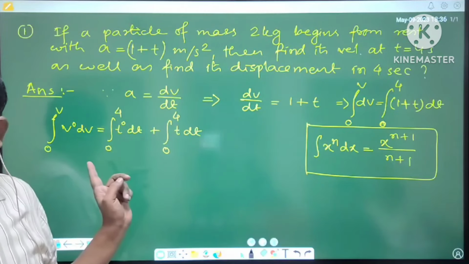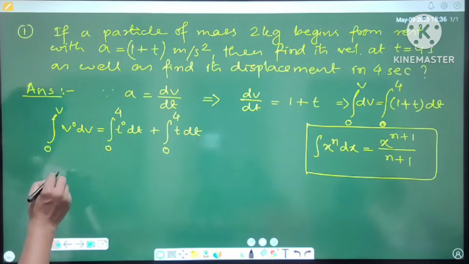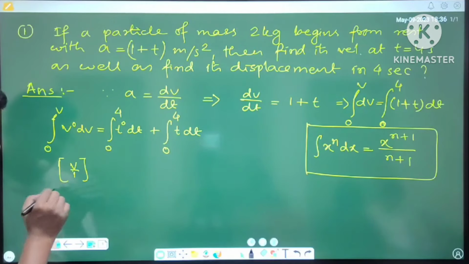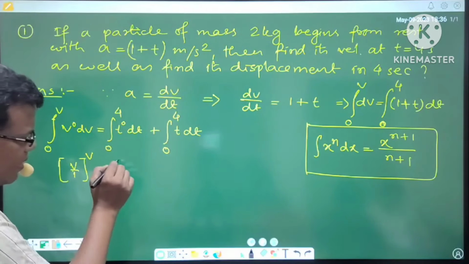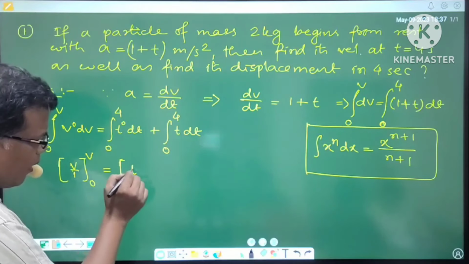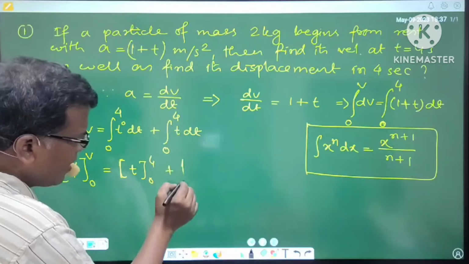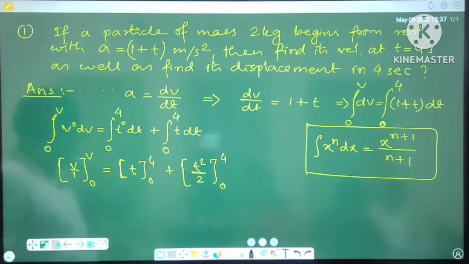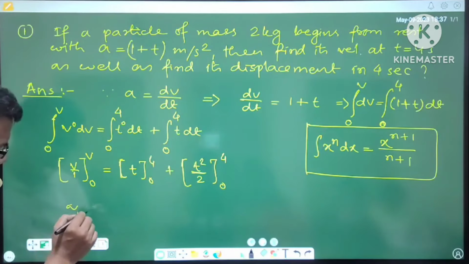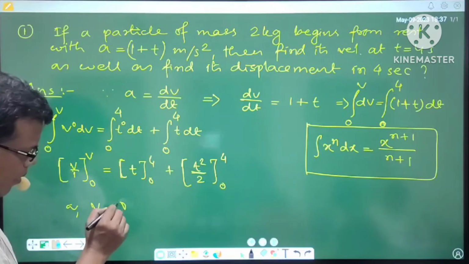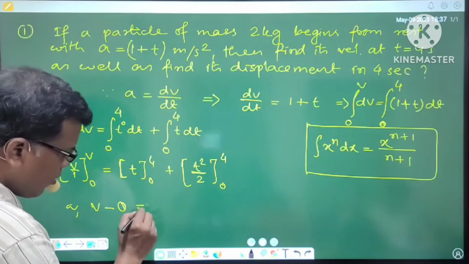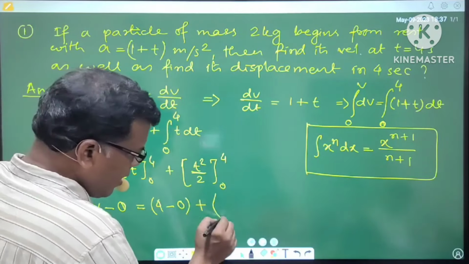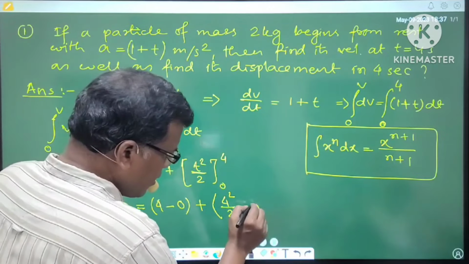তাহলে এখানে কত হওয়া উচিত, v to the power 0 plus 1 by 0 plus 1. The left hand side will be simply v power 1 by 1 মানে v, তাই তো, limit 0 to v. Right hand side the same way, the first term integration result will be t, second term integration result will be t square by 2. Tell me yes or no, do you understand this? So left hand side it will be upper limit value of v minus lower limit value. So it is v minus 0, that is equal to, instead of t, 4 minus 0 plus 4 square by 2 minus 0.